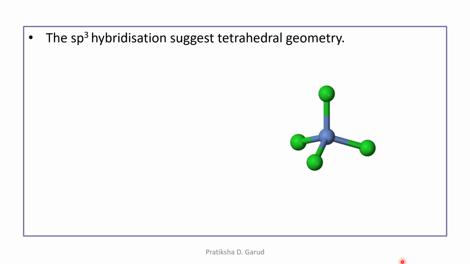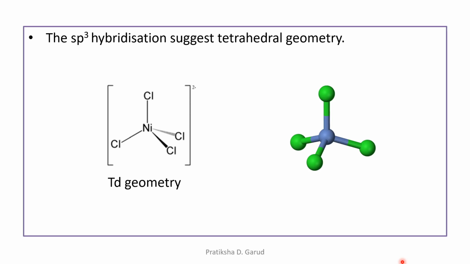So for the complex ion NiCl4 2-, we are having the tetrahedral geometry like this. At the center nickel, surrounded by the 4 Cl- ions. So this is called the tetrahedral geometry. This is the first example for the sp3 type of hybridization which is having the tetrahedral geometry.